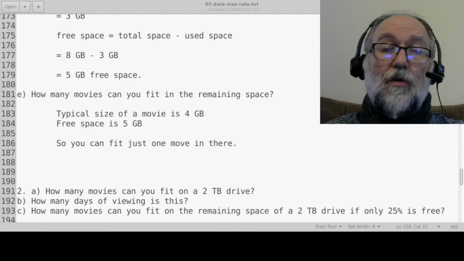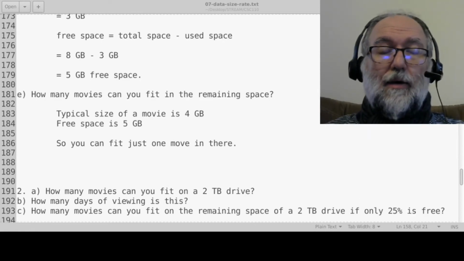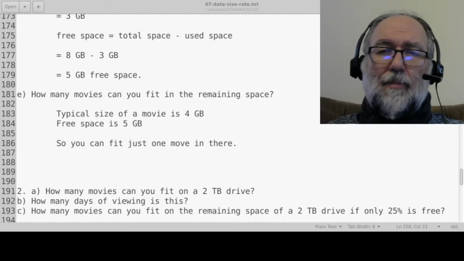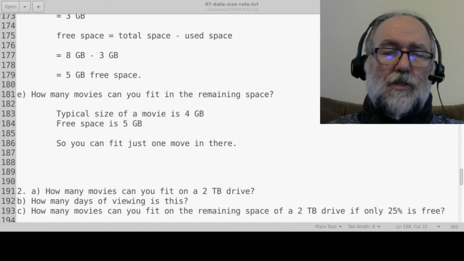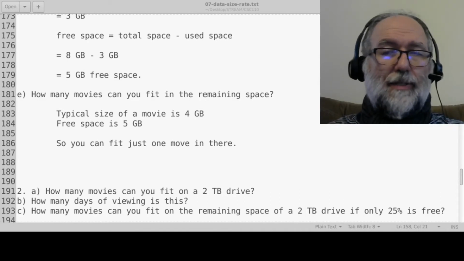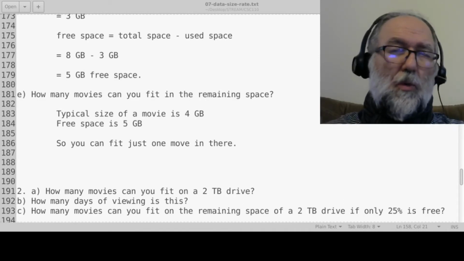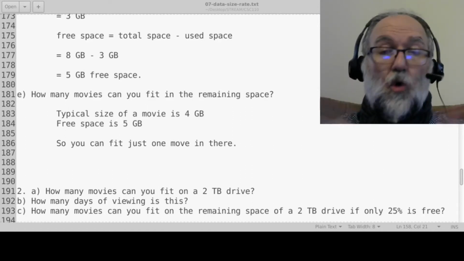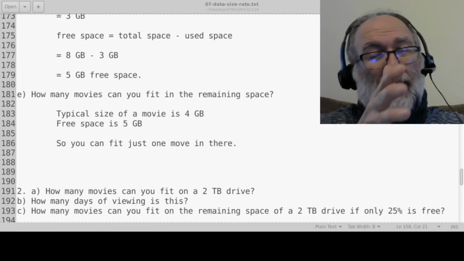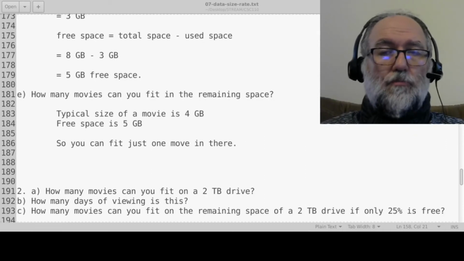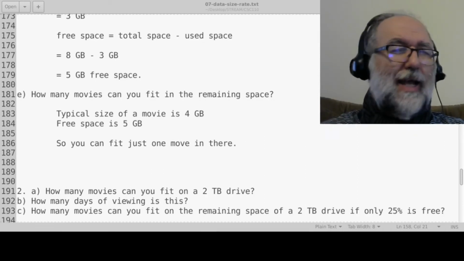All right, but if you did do high quality lecture or video recordings of lectures, then you'd only be able to get maybe 2 hours on there. Because a 2 hour movie is 4 gigabytes, and with the remaining space you'd only get one. But if it were totally empty, 8 gigabytes, you'd be able to get two 4 gigabyte movies on there. In other words, you get about 4 hours of video recordings, and that's not enough.